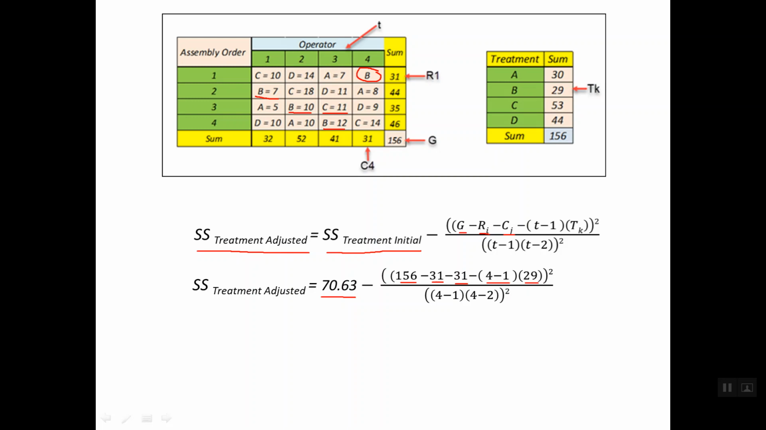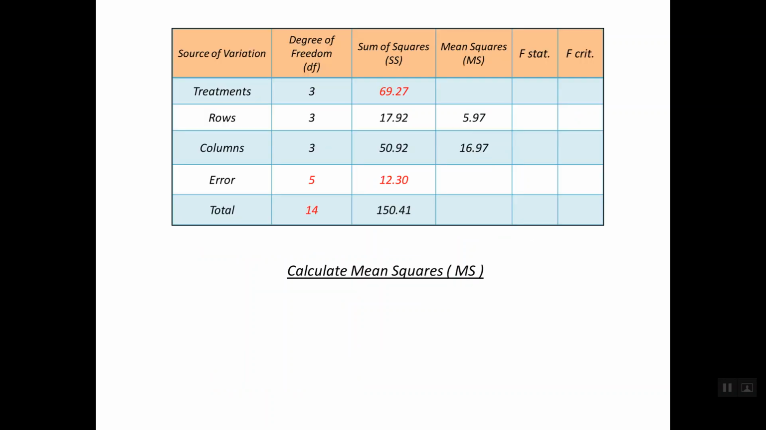So if you proceed, the SS for the treatment adjusted. This is the initial SS. So we need to modify this SS by reducing it by 1.36. So the SS for the treatment after the adjustment is equal to 69.27. So the value for the SS for the treatment has been reduced.